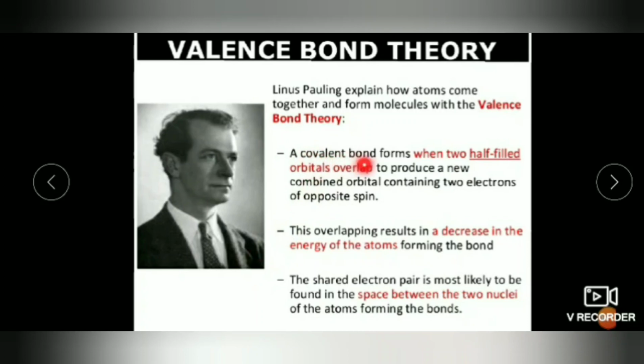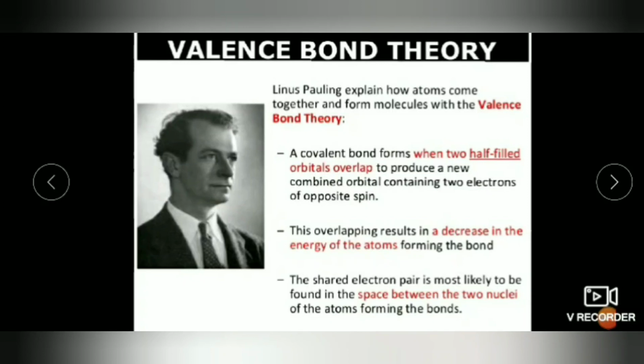Covalent bonds form when two half-filled orbitals overlap to produce a new combined orbital containing two electrons of opposite spin. I already told you. So this is how a covalent bond is formed.